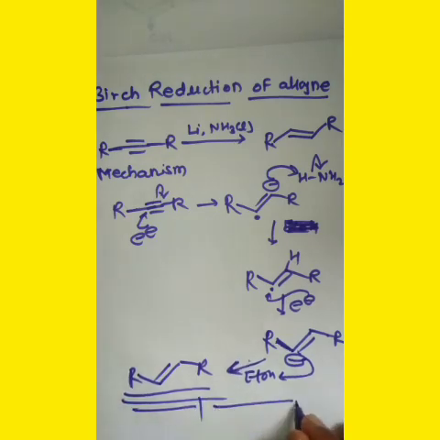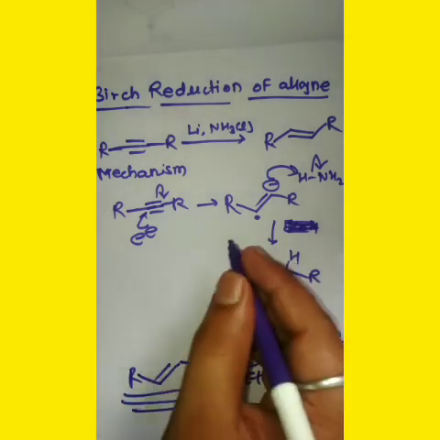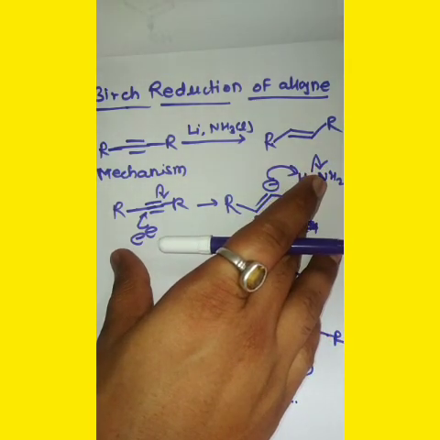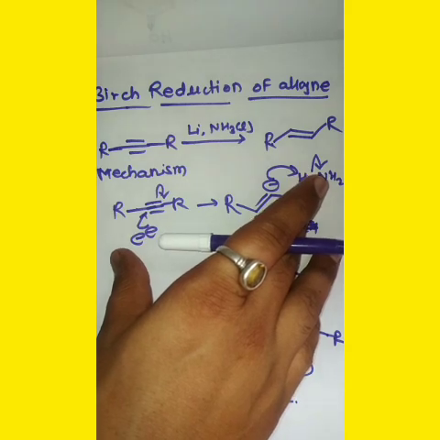Now in the next lecture we see previous year examples on Birch reductions from GATE, NET and IIT-JAM exams. So we can stop here.